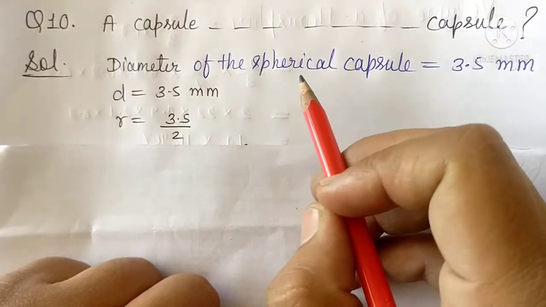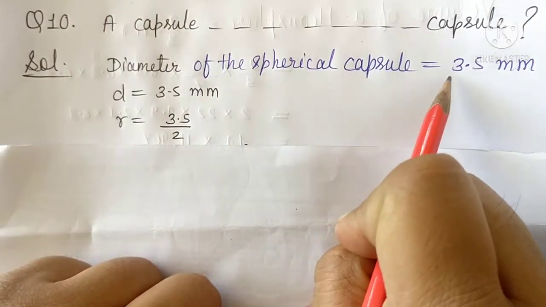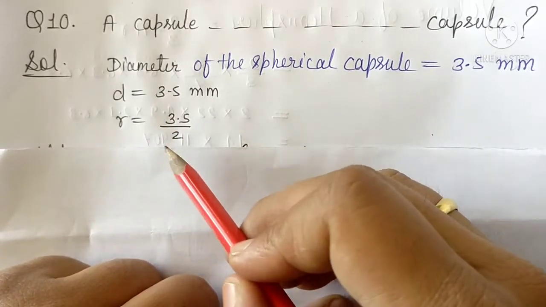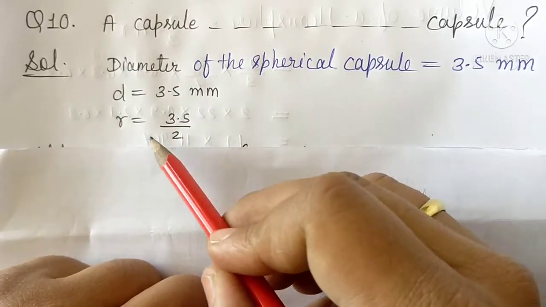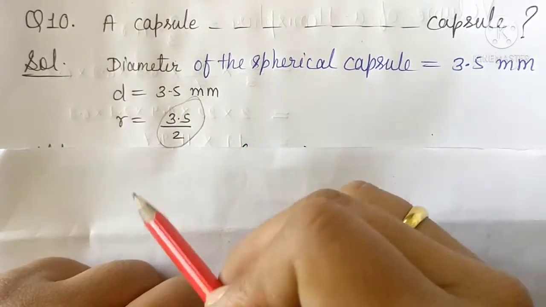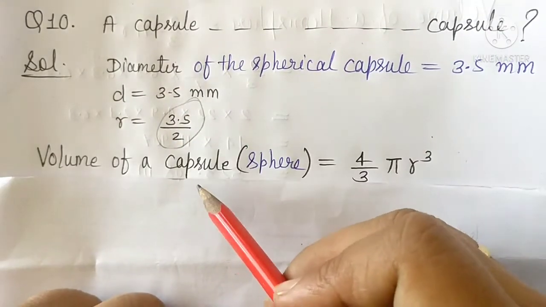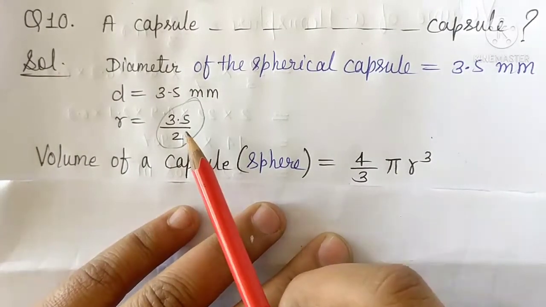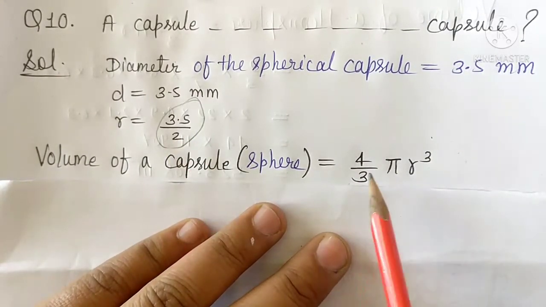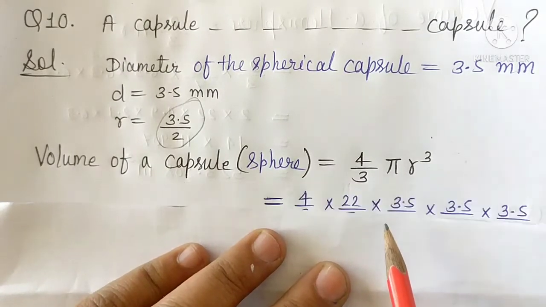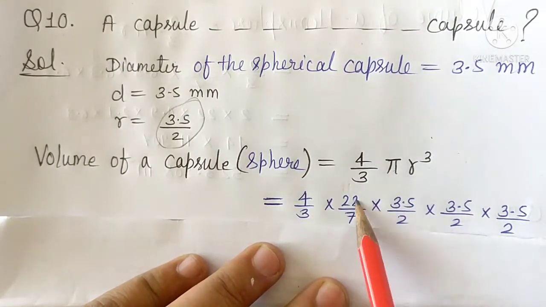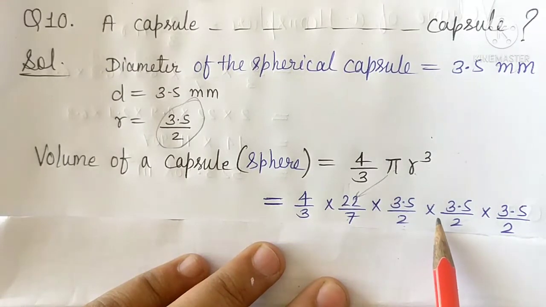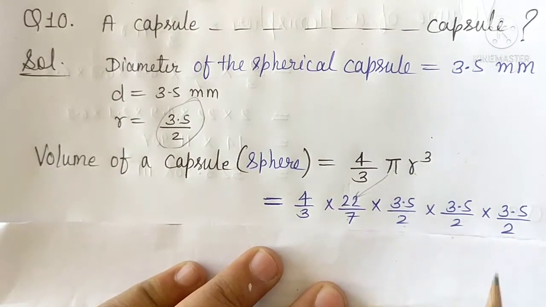So the diameter of the spherical capsule is given as 3.5 millimeter. We can write D equals 3.5 millimeter. So radius is diameter divided by 2. So 3.5 divided by 2, this is the radius. Now we have to find the volume of the capsule. It means sphere, 4 upon 3 pi r cube. So in place of r we can write 3.5 upon 2 and pi value 22 upon 7. So put the values: 4 upon 3, 22 upon 7 in place of pi, and r cube means 3.5 upon 2 multiplied by 3.5 upon 2 multiplied by 3.5 upon 2.